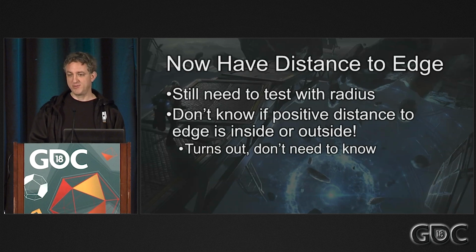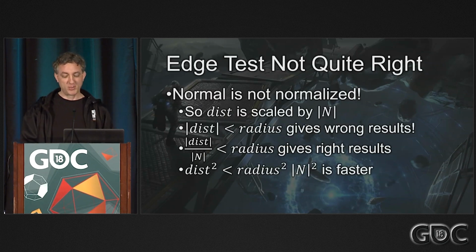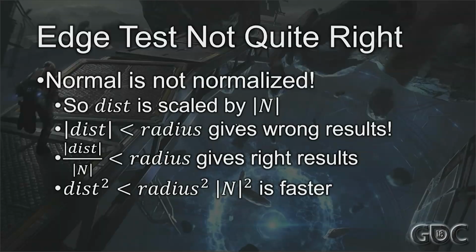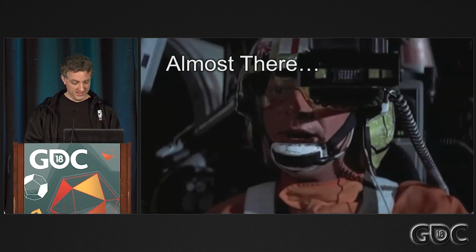And it turns out we don't need to know if positive or negative distance is inside or outside. For edges, we just test, is the magnitude of distance less than radius? For vertices, we test if both edges are flagged. And for face, we just see if all have the same sign. One gotcha is the normal is not normalized, and you don't want to normalize if you don't have to. So you basically need to square both sides to avoid a square root, move the magnitude of the normal to the right to avoid a divide, and it's all faster and gives you the same results. Almost there.